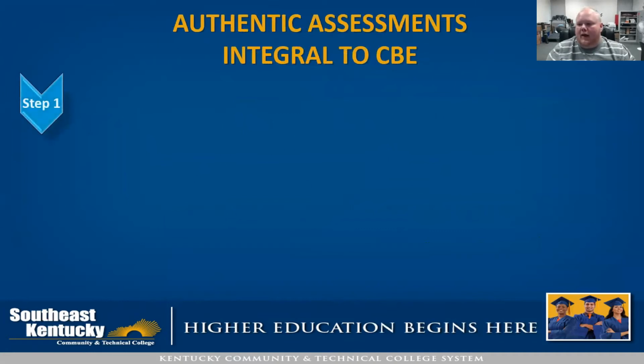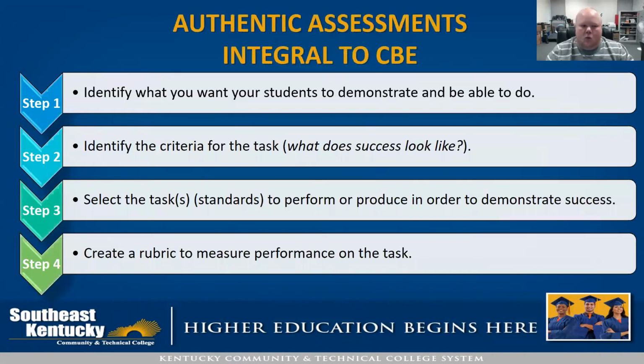So how do you make authentic assessments? Well, we use a 4-step process here at Southeast Kentucky Community and Technical College and throughout KCTCS. Those 4 steps are: identify what you want your students to demonstrate and be able to do. Identify the criteria for the task. What does success look like? Select the task standards to perform or produce in order to demonstrate success. And finally, create a rubric to measure performance on the task.